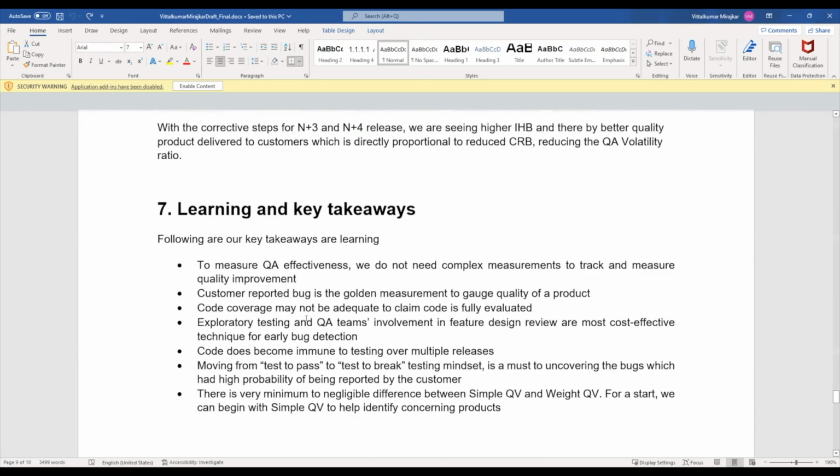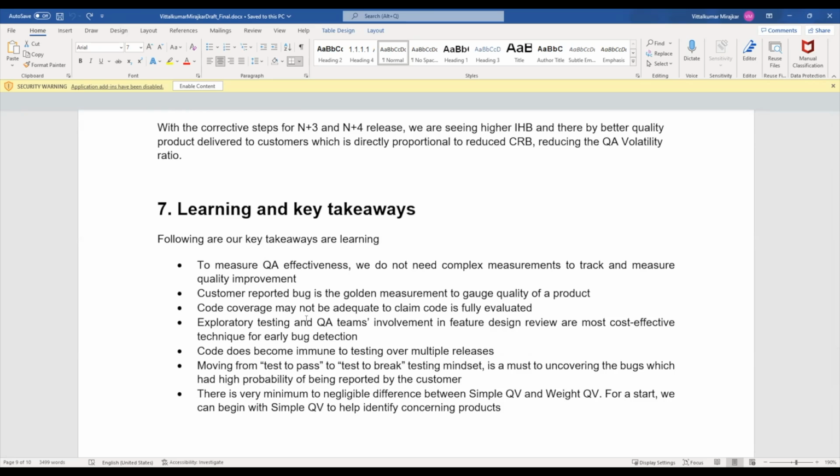So these are some of our key takeaways that we see to measure QA effectiveness. You don't need a complex system built in. For example, it would take effort for us to run code coverage. It's additional churn to set up that infrastructure, run it, and if it is low, to understand what we need to do about it.